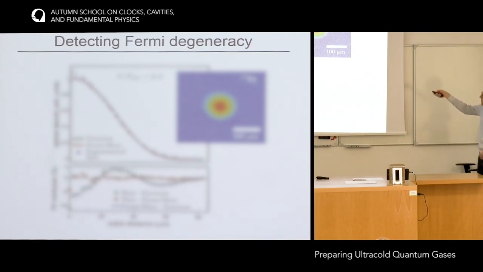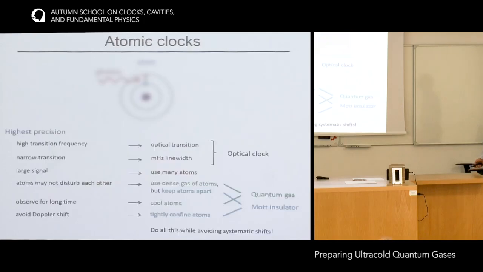And from that I can extract that this cloud has T over T_F, where T_F is the temperature corresponding to the Fermi energy, of 0.2. And we can also make 0.1 if we work hard. Good, that ends this first chapter of my talk, how to make a quantum gas. Done.